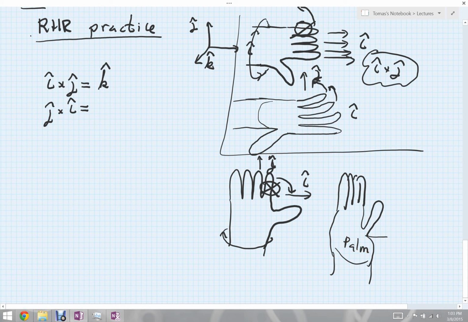And now when you do this with your hand with the thumb pointing into the page, now finally the fingers can nicely curl in towards the I hat direction from their original orientation in the J hat direction. And when you do that, what you find is your thumb is pointing towards the inside of the page, which means then it's not the plus K hat, it must be the minus K hat direction.